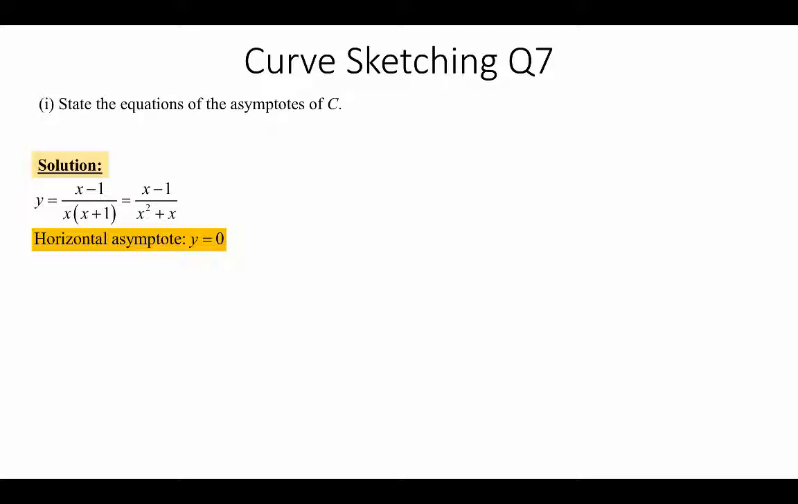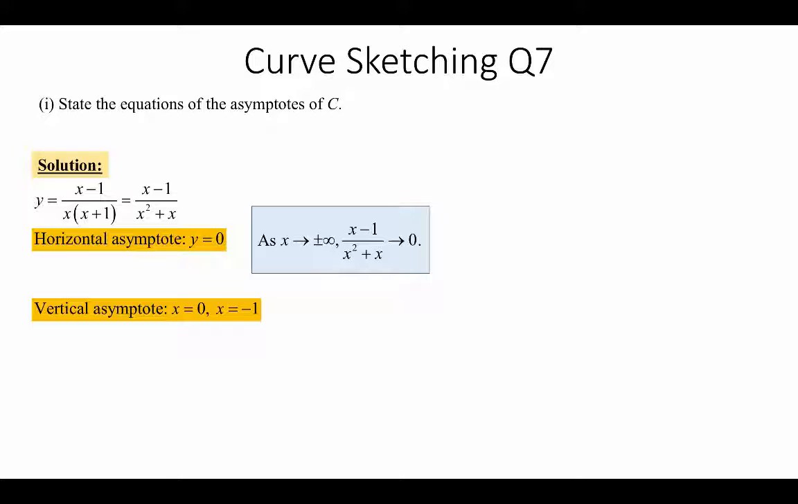To look at the horizontal asymptotes, we can observe that as x tends to positive or negative infinity, the denominator grows faster, as it has the highest power of x as x squared, whereas the numerator has the highest power of x as x. Hence y equals 0, or the x-axis, is a horizontal asymptote. Similarly, we have two vertical asymptotes at x equals 0 and x equals negative 1. Both of these values will make the denominator equal to 0.